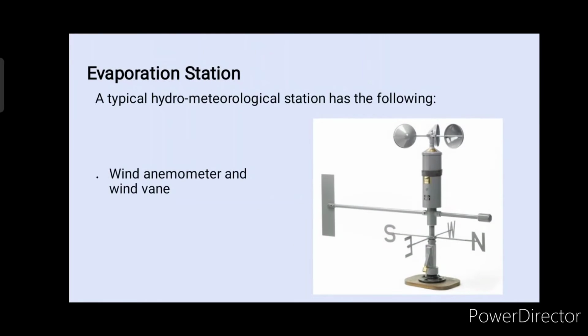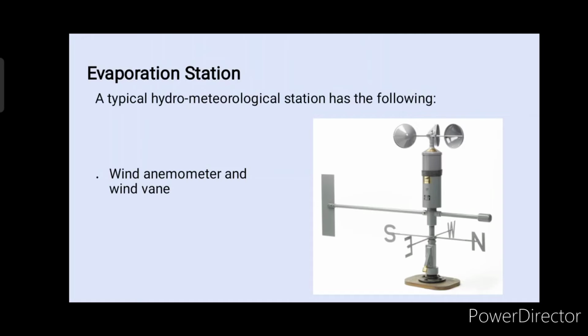Next, we have the wind anemometer and wind vane. The one on top is the anemometer, and the one below is the wind vane. A cup anemometer starts spinning when the wind blows from any direction. As wind speed increases, the anemometer also spins faster. So the anemometer measures wind speed.